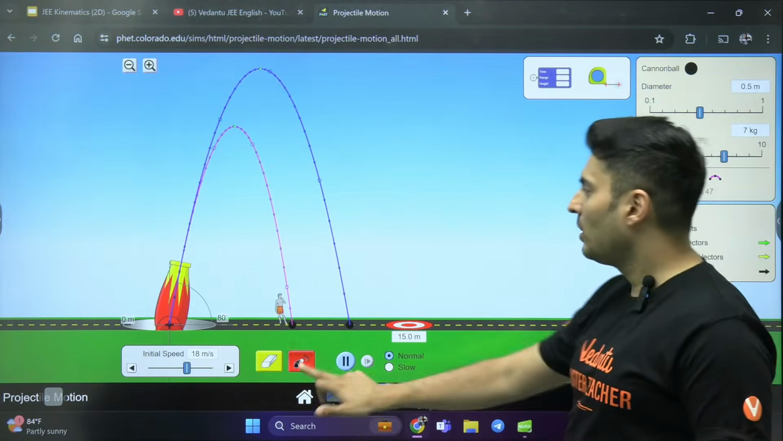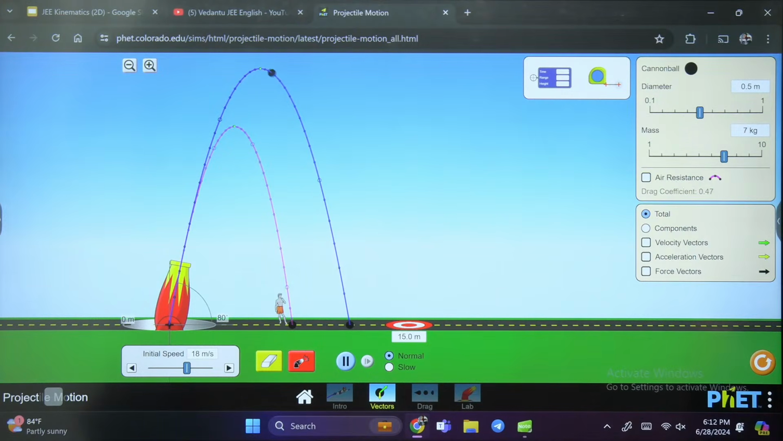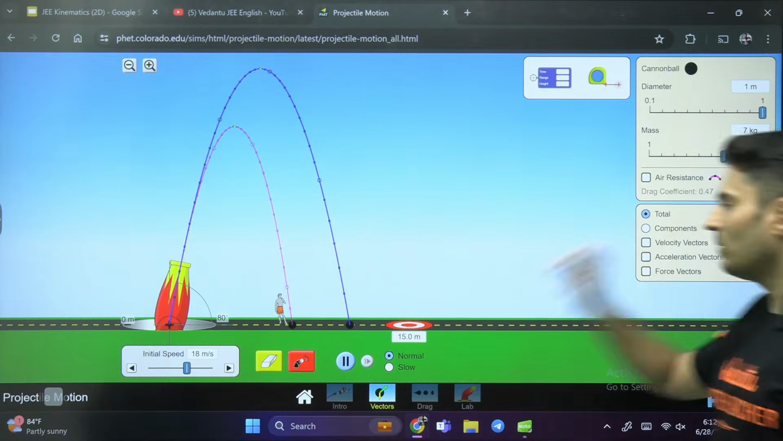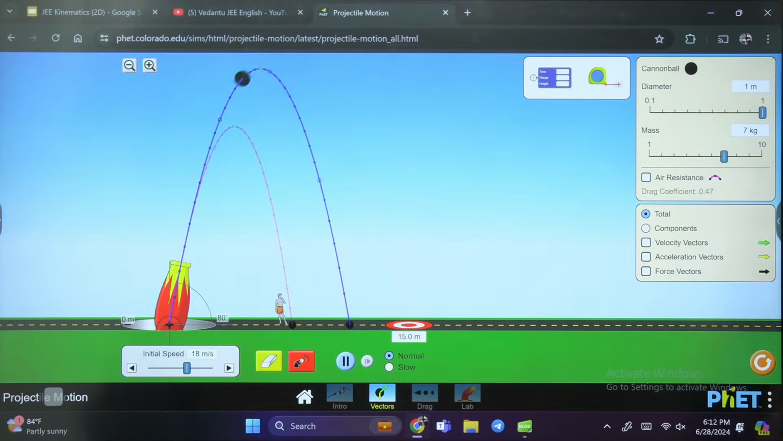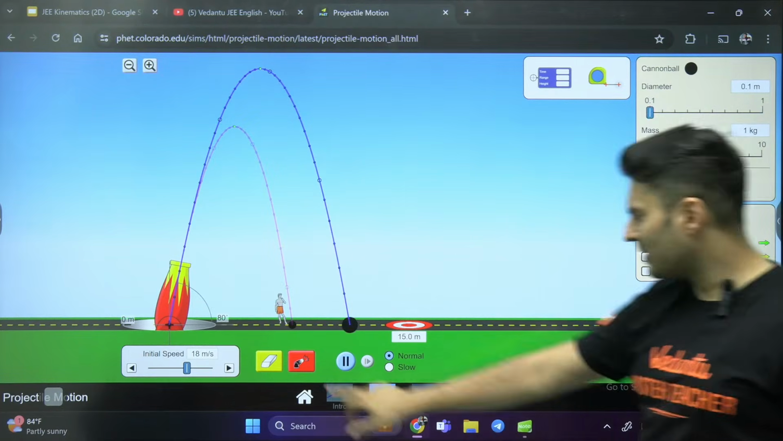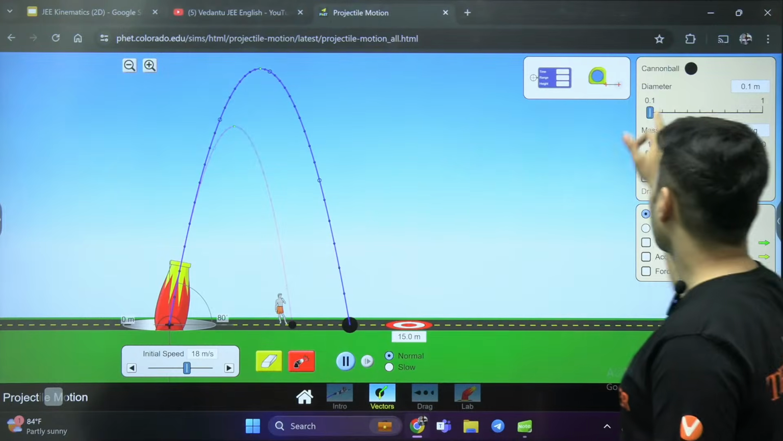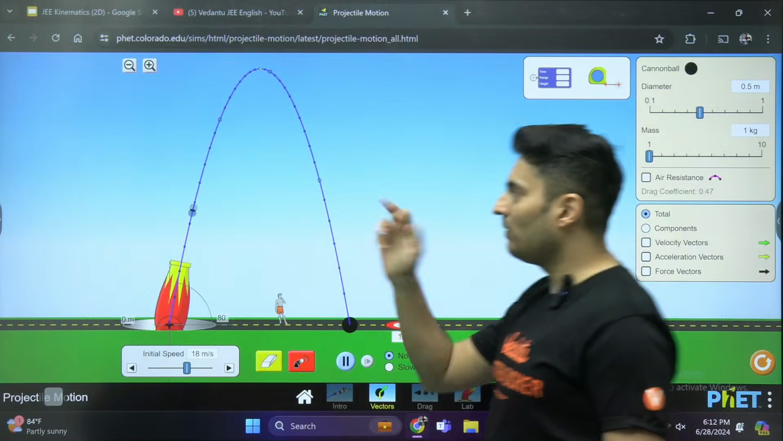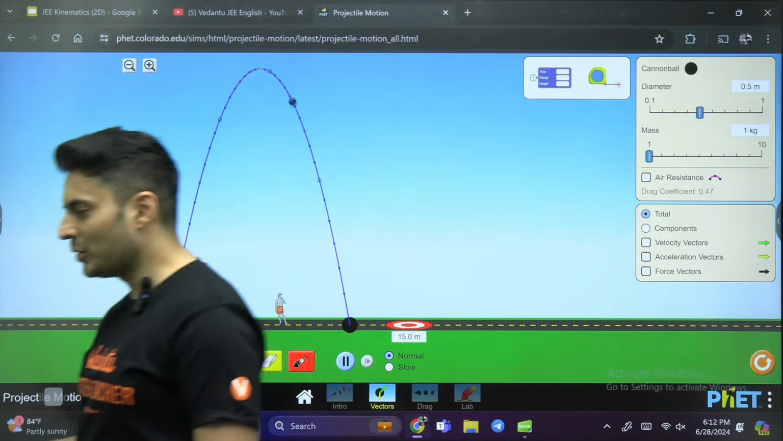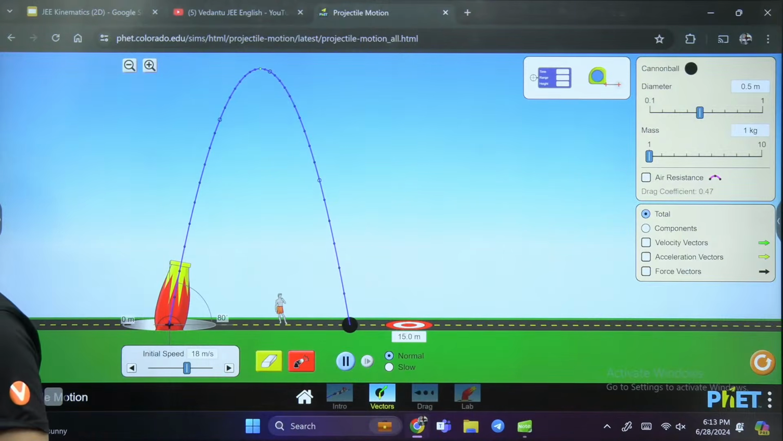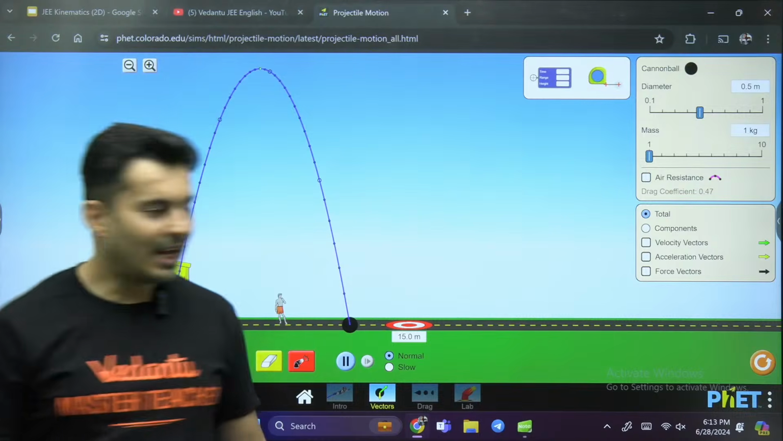I change the mass. Obviously, nothing should happen. It will continue with the same thing. I change the diameter of the particle, nothing happens. It will still continue the same path. No matter which diameter, which mass I choose, acceleration due to gravity is independent of the mass or the size. So you will see that it will go along the same path. It's just like the Angry Birds.